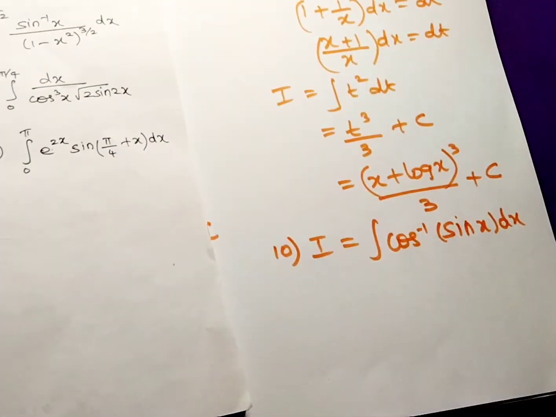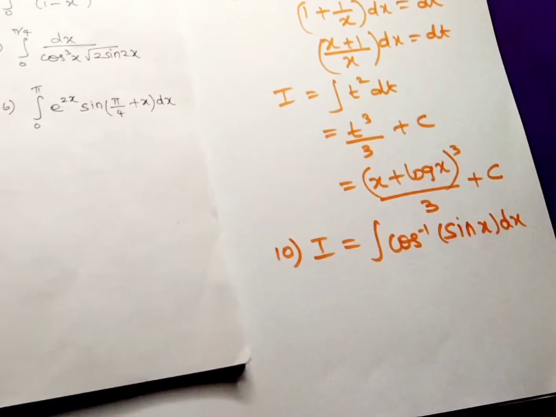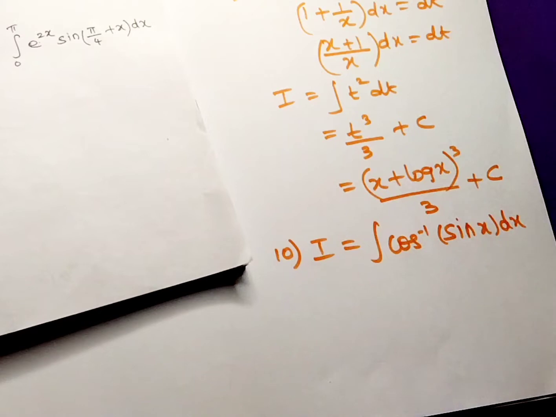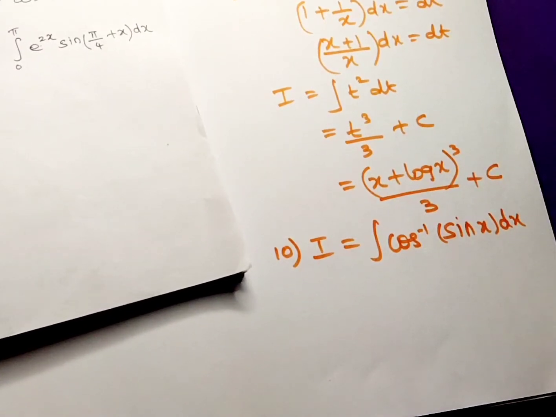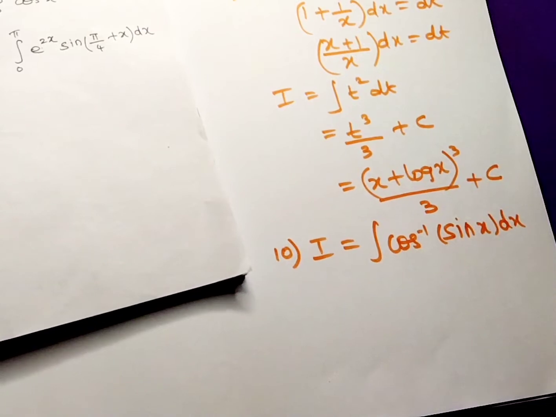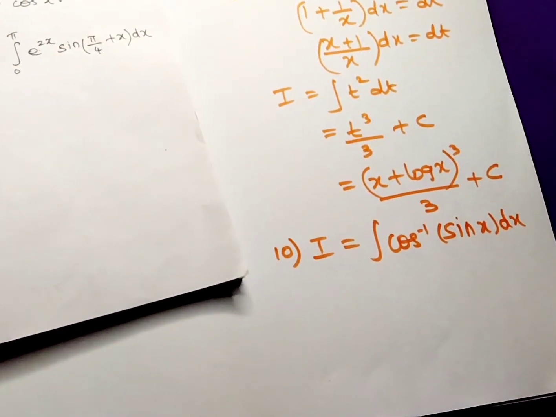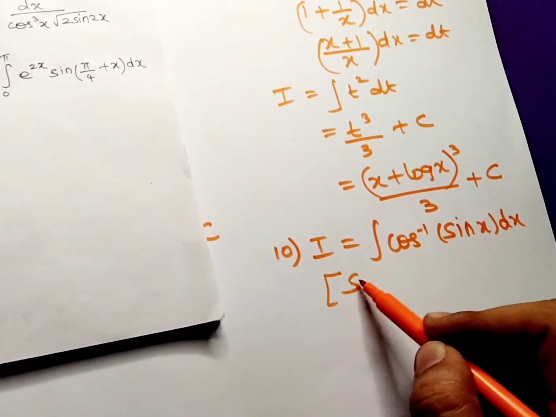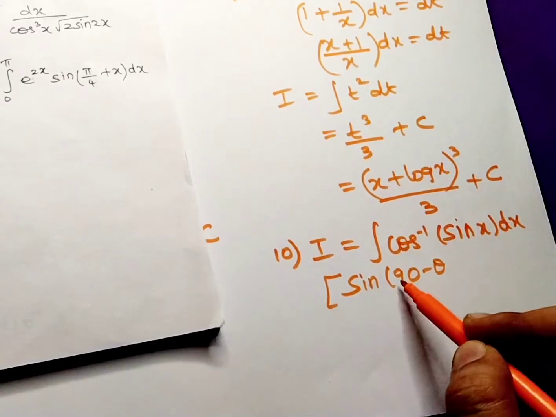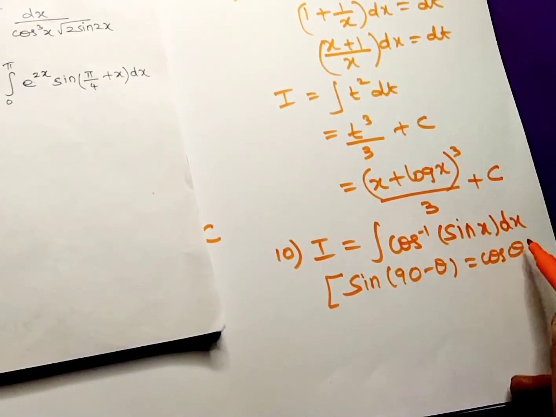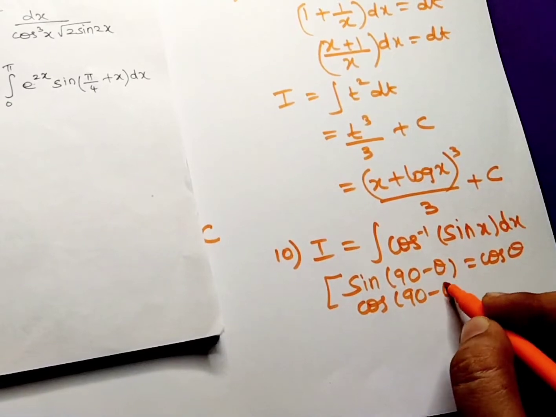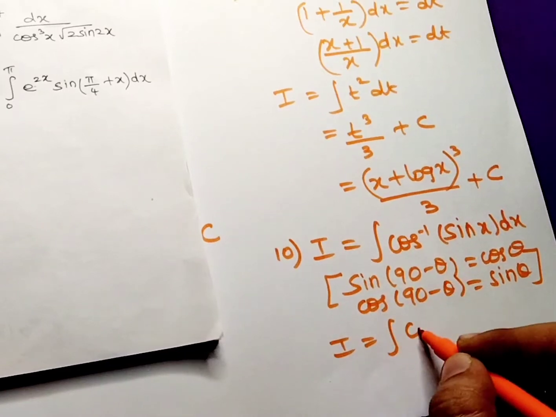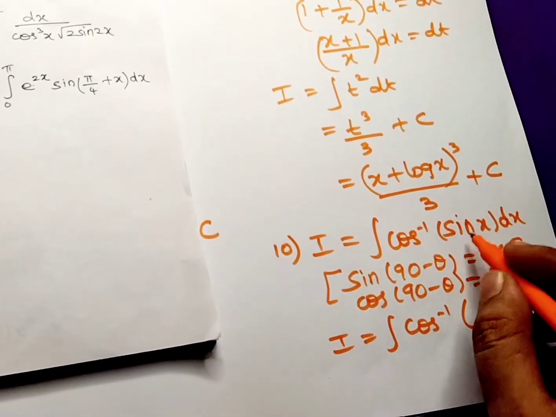Question number 10, integral cos inverse of sin x dx. Like in chapter 2 you would have learned the inverse functions, isn't it? If we can change the sin as cos, then inverse and cos get cancelled, and the argument alone we can take and integrate. So here we make use of the complementary angle property, that is sine of 90 minus theta or pi by 2 minus theta is cos theta. Same way, cos of 90 minus theta is sin theta. That formula we are going to use.